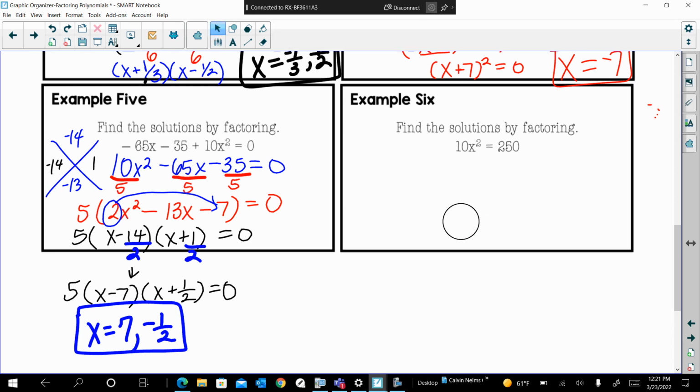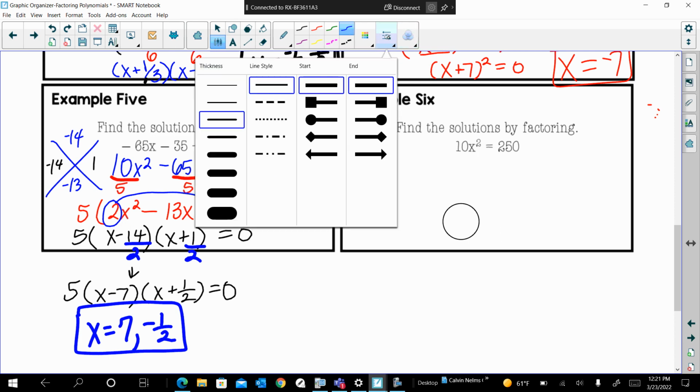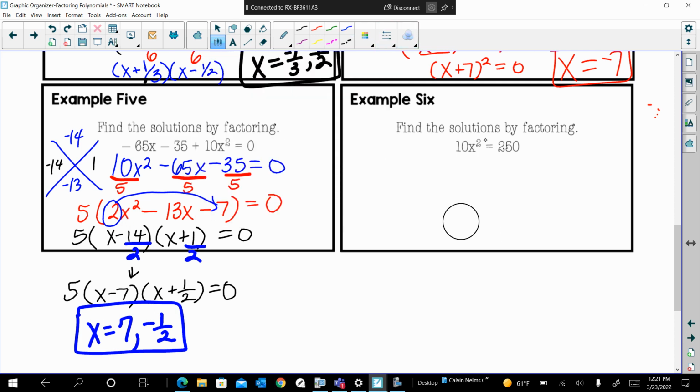All right, so our last one. Is it in standard form? Yeah, highest exponent is first, but is it equal to 0? No. So what would I need to do to make this equal to 0? Subtract the 250. Okay, let's do that. So when you do that, guys, really only what happens is this now is equal to 0. We're just going to rewrite it in standard form. 10x squared minus 250 equals 0.